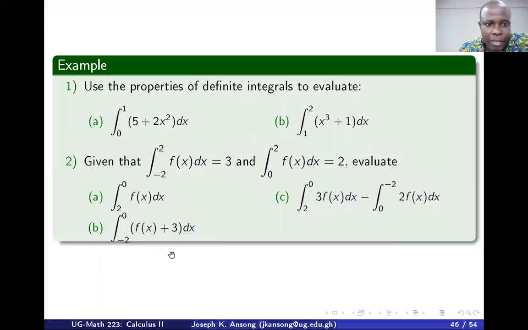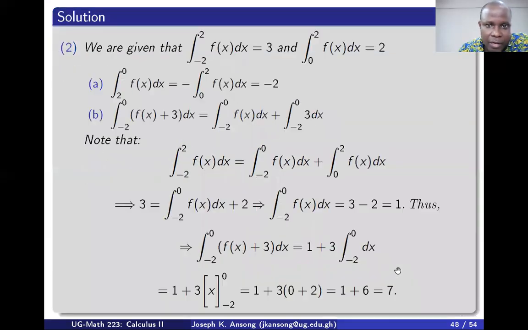Okay, good. So these are some examples to illustrate it. Use the properties of definite integrals to evaluate. You can do this, I'll skip them. This is easy. Number 2. Okay, we're going to do 2. Number 2 says, given that the integral from negative 2 to 2 of f of x is 3, and the integral from 0 to 2 of f of x dx is 2, evaluate these. I will do these ones. These are more interesting, so you can try the first one.